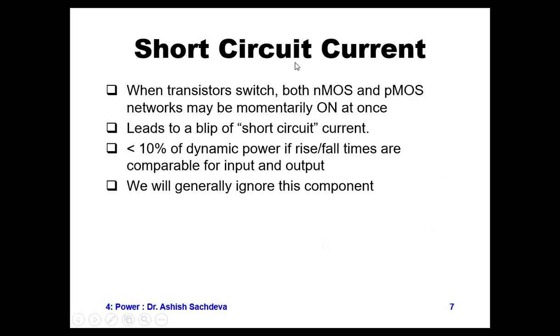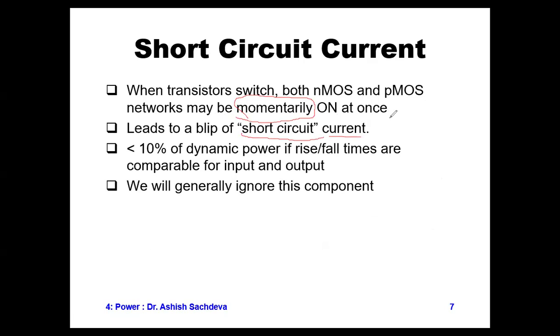Then there is a short circuit current. We have seen the short circuit current. It says that when a transistor switches, both the NMOS and PMOS networks may be momentarily on, that I told you. These are on for just a moment, and it leads to a blip of short circuit current.